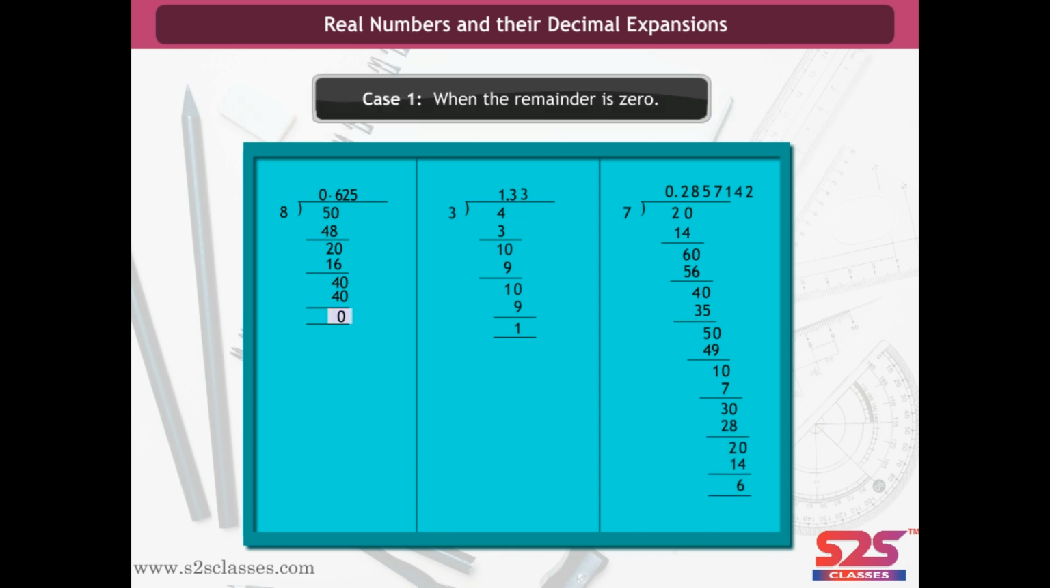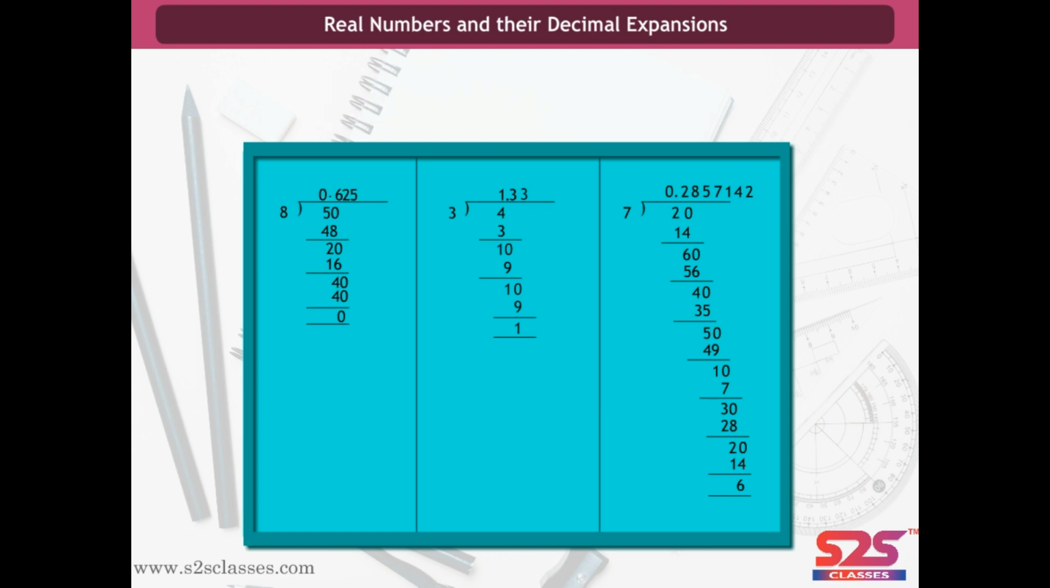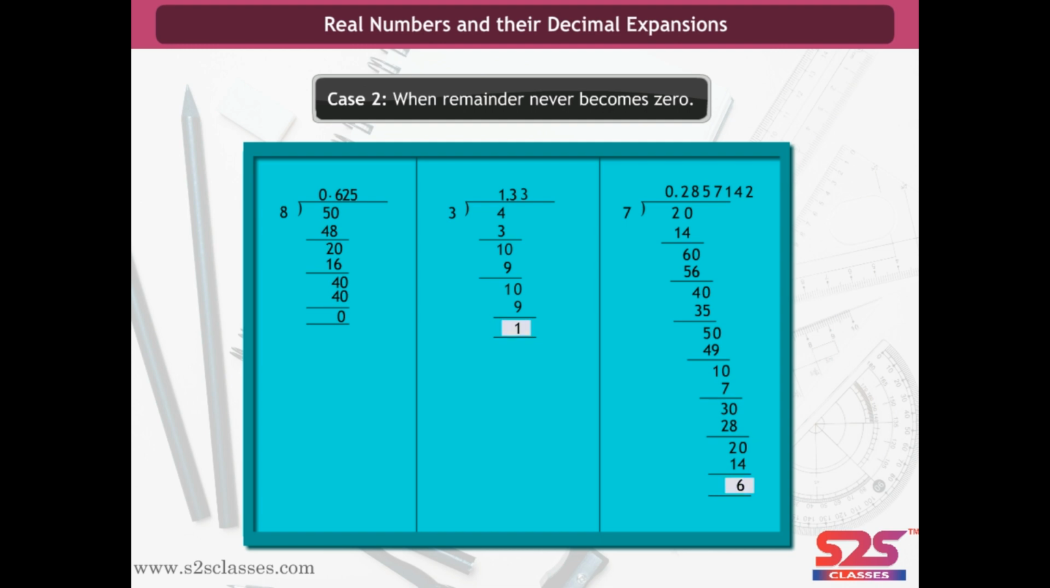Case 1, when the remainder is 0. In this case, the decimal expansion terminates after a finite number of digits after the decimal point. In the decimal expansion of 5 by 8, we can see that the remainder becomes 0 and the decimal number obtained is 0.625. Case 2, when the remainder never becomes 0. In this case, the corresponding decimal expansion is non-terminating. In the decimal expansions of 4 by 3 and 2 by 7, the remainder never becomes 0. Thus their decimal expansions are non-terminating.